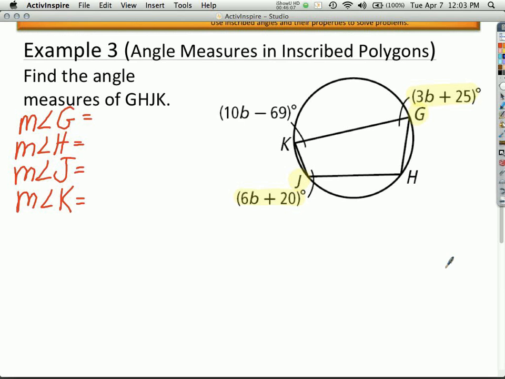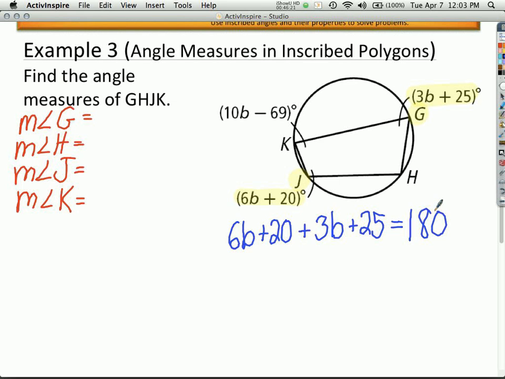So if we've got 6b plus 20, and we add 3b plus 25, that must equal 180 because we know that those 2 angles must be supplementary. So now we can solve for b. Go ahead and solve for b. Give me a thumbs up when you got it. 1, 2, 3, 4, 5, 6, 7. Put your thumbs down.